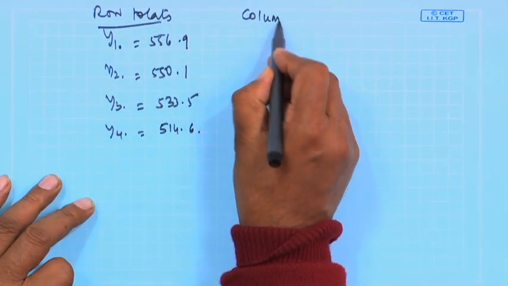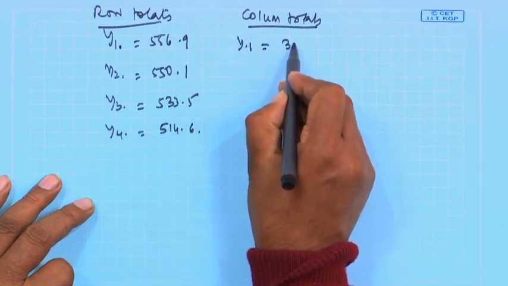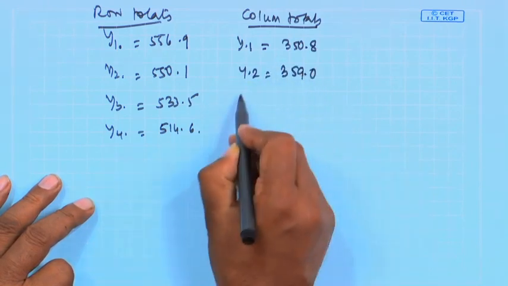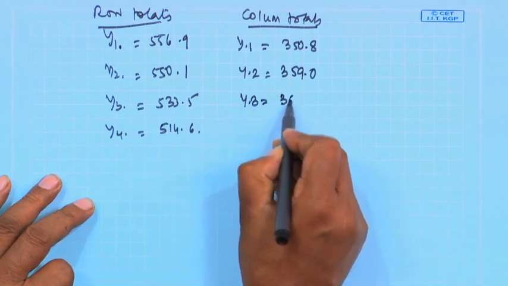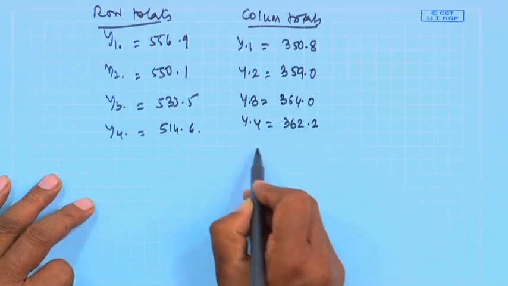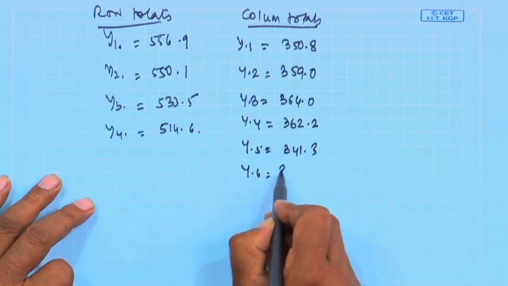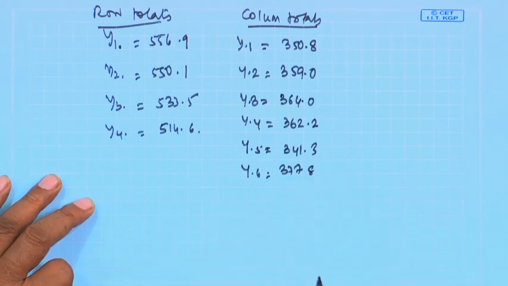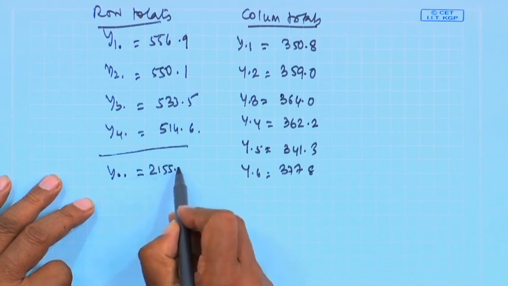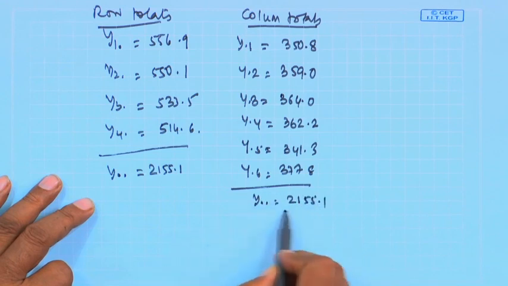Similarly, if you go by column totals, you will get y dot 1 equal to 350.8, y dot 2 equal to 359.0, y dot 3 equal to 364.0, y dot 4 equal to 362.2, y dot 5 equal to 341.3, y dot 6 equal to 377.8, and the sum of these will be y double dot, which is basically 2155.1, which is also the sum of the row totals, equal to 2155.1.